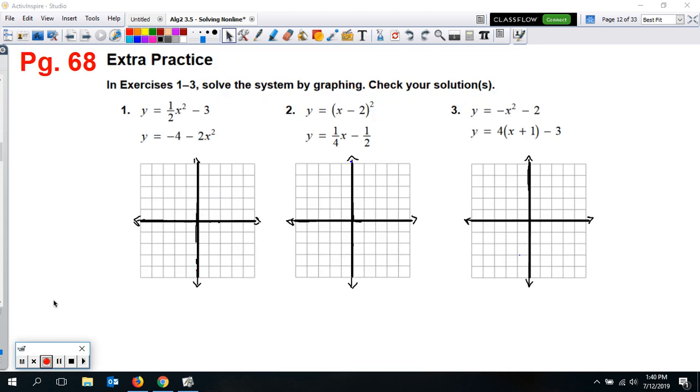Okay, so for 1 through 3, we're going to solve these systems by graphing. So we're going to do a little more graphing of parabolas and linear ones, lines, in this extra practice. On the first 3, we've got to graph both of these on the same coordinate plane. The first thing you want to do is draw your coordinate planes. Draw the x-axis, draw the y-axis, right down the middle for all 3 of these. If you want, you can pause the video and do that, or do them one at a time, it's fine. But I'm going to jump right in here.